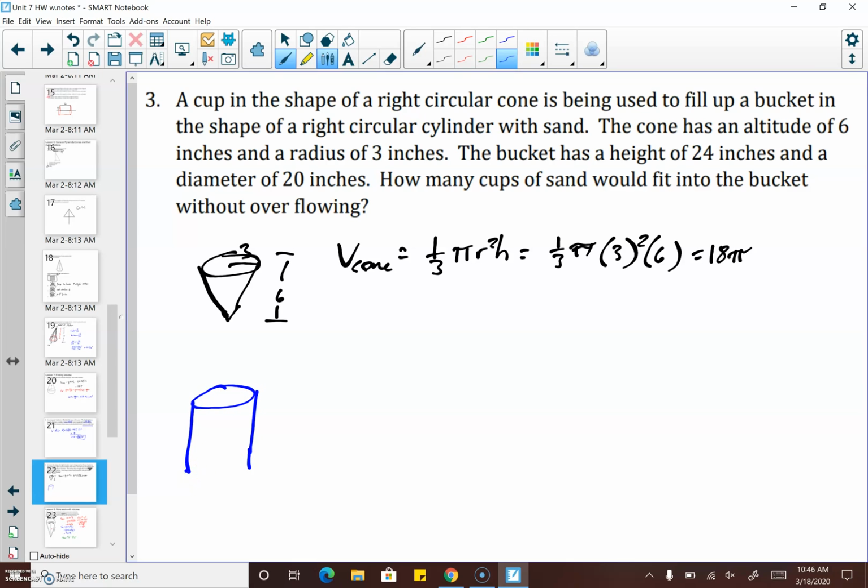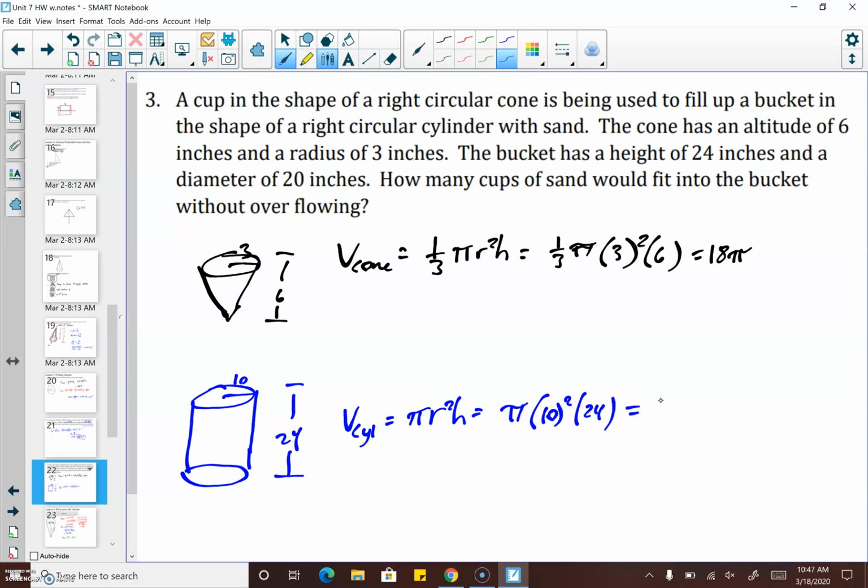Now if we find the volume of our cylinder, it says it's got a height of 24 and a diameter of 20, which really means it's got a radius of 10. So the volume of our cylinder is pi r squared h, so pi times 10 squared times 24. And when we do that in our calculator, again in terms of pi, we get 2,400 pi.